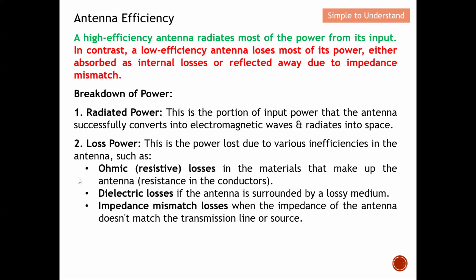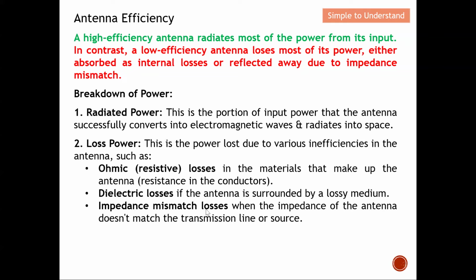As for lost power, you can see that there are three terms. One is ohmic losses, which depend on the material. For example, if you have a very good conductor material, then this loss will be as small as possible. However, if you use a lossy material, you are bound to have more ohmic loss. Next is dielectric loss. If the antenna is surrounded by a lossy medium, this depends on the background environment of the antenna, and it can create some dielectric loss. So you need to consider this also.